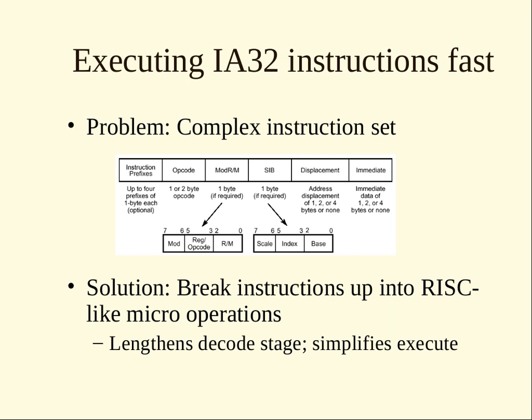Followed by a 1 or 2 byte opcode, followed by a ModR/M, which is 1 byte only if the instruction requires it. I forgot what SIB stood for, but it was another 1 byte only if it's required. The displacement, depending on your architecture, if you're doing 8-bit, 16-bit, 32-bit, will be 1, 2, or 4 bytes. And then the immediate field, again, can be 1, 2, or 4 bytes, depending on what the instruction is.